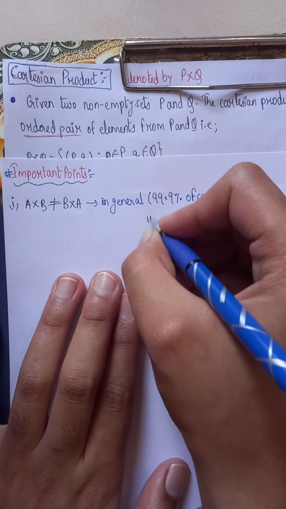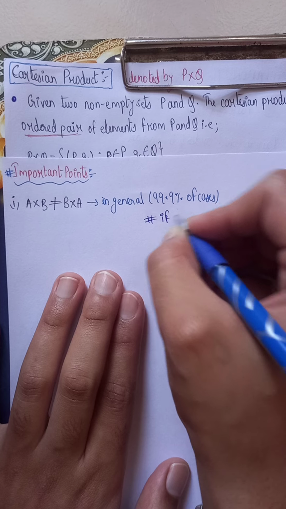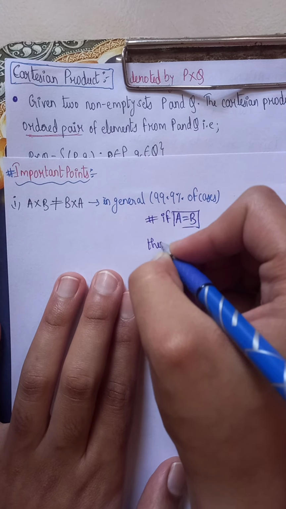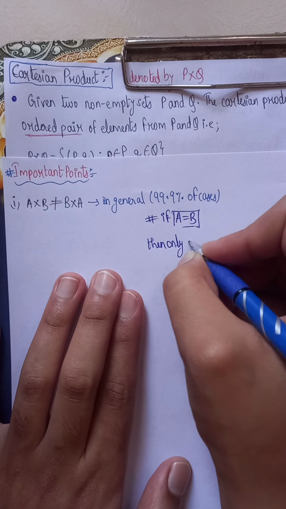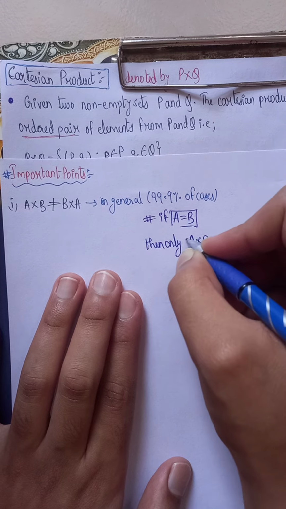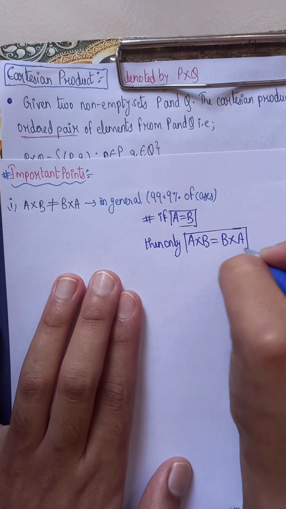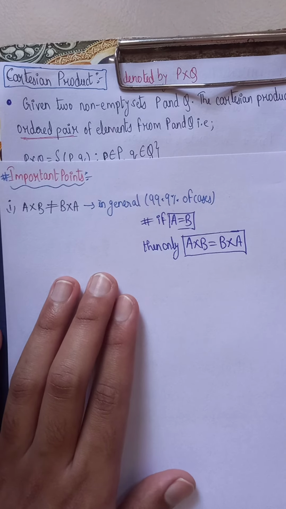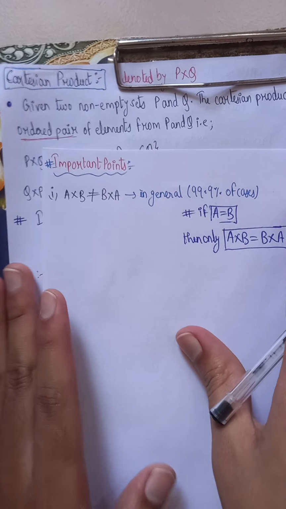If set A is equal to set B, then only A cross B is equal to B cross A. In that case only A cross B is equal to B cross A. Now let's move on to the next point.